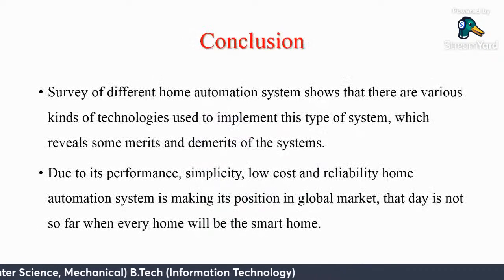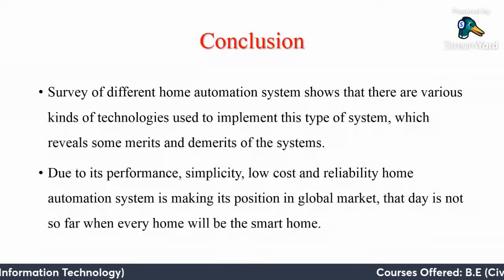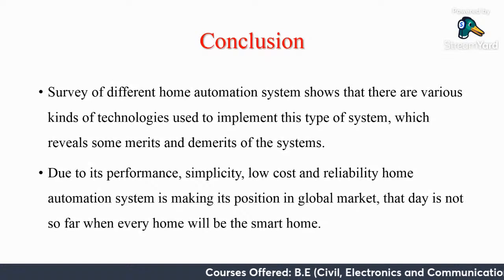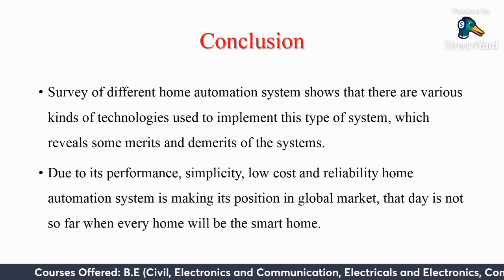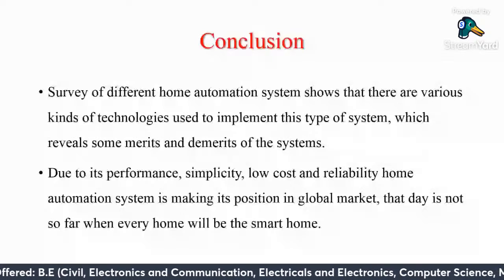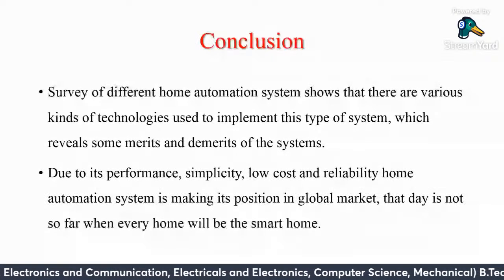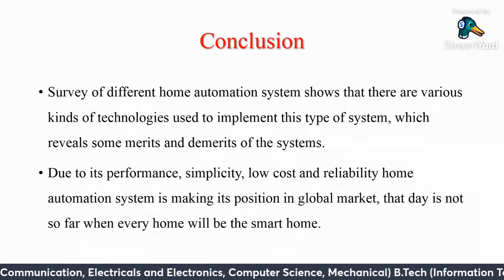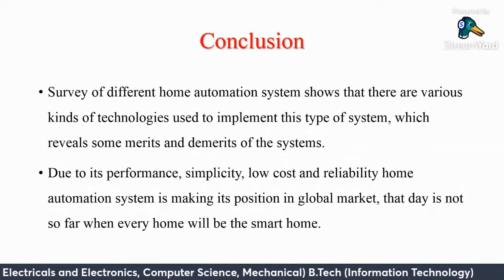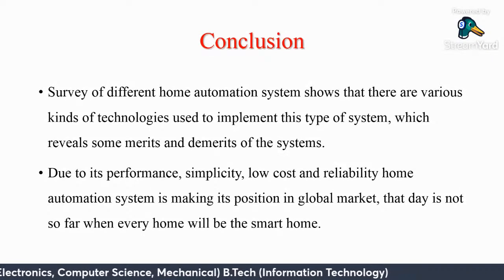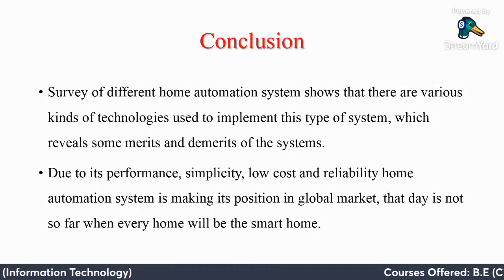Next, at last, I need to conclude. A survey of different home automation systems shows that there are various kinds of technologies used to implement such a system, which reveal some merits and some demerits. Nowadays, such systems are available, but they are more costly. But in our project, we minimized that cost, and it will be available for all people at a more affordable price.